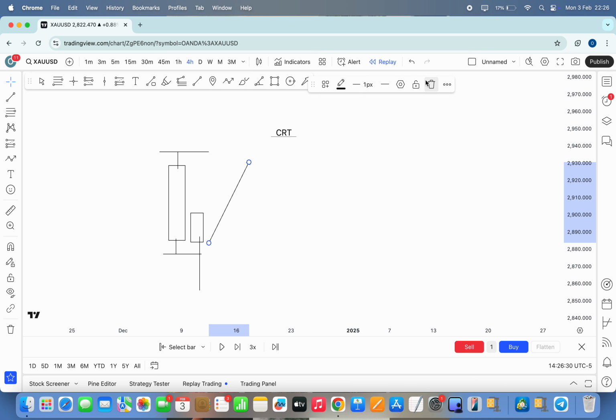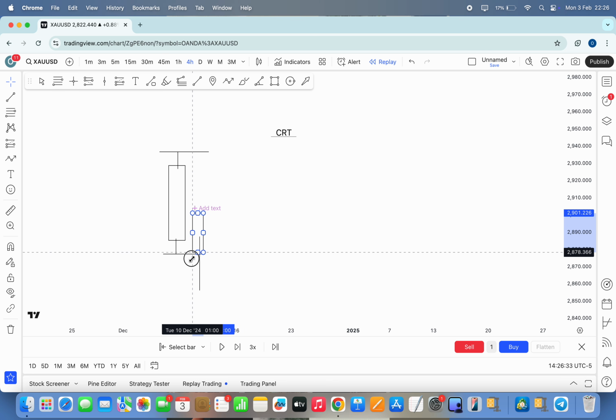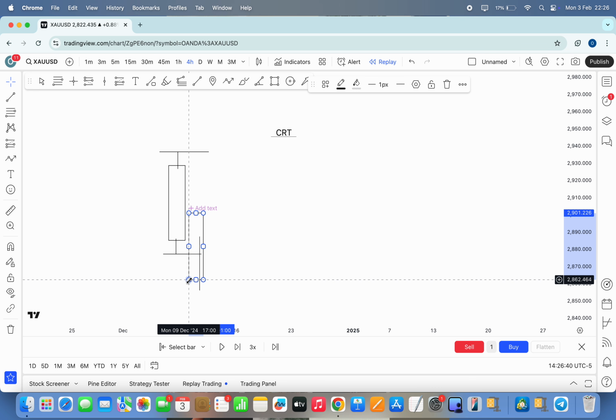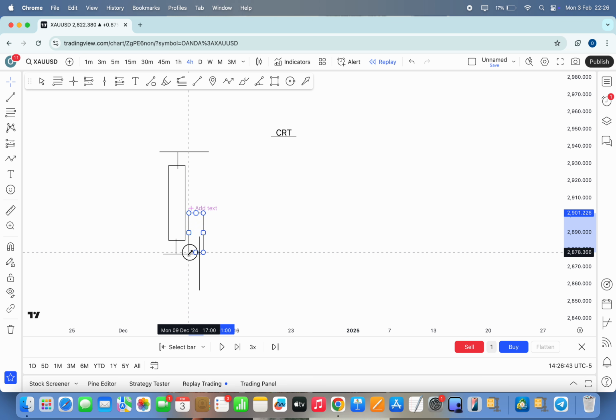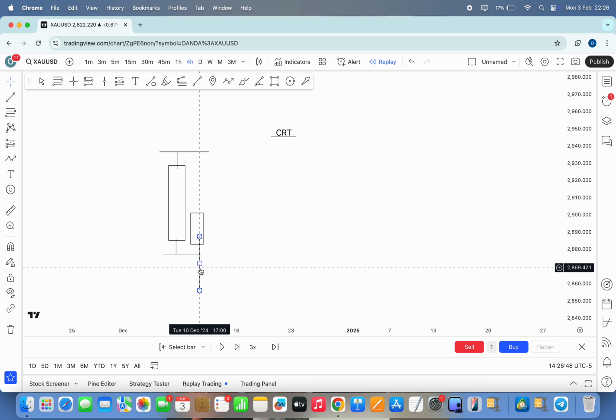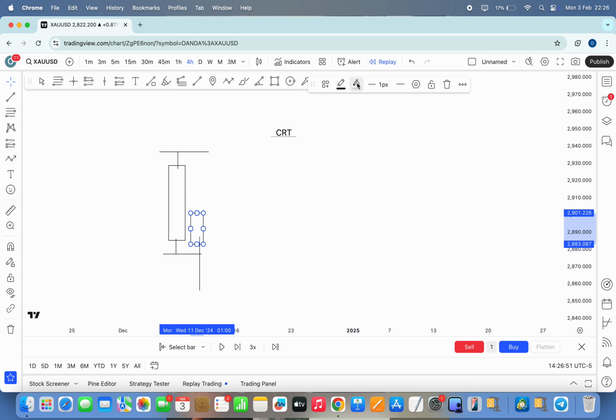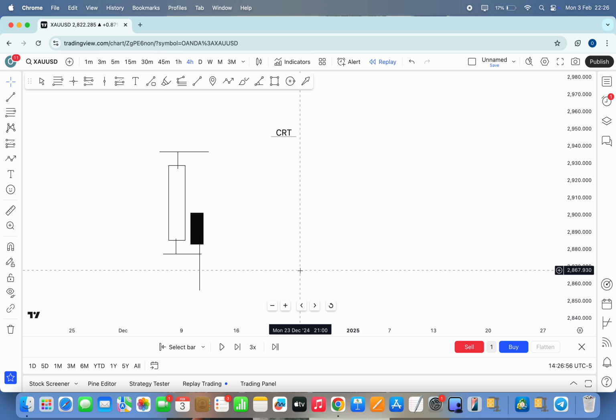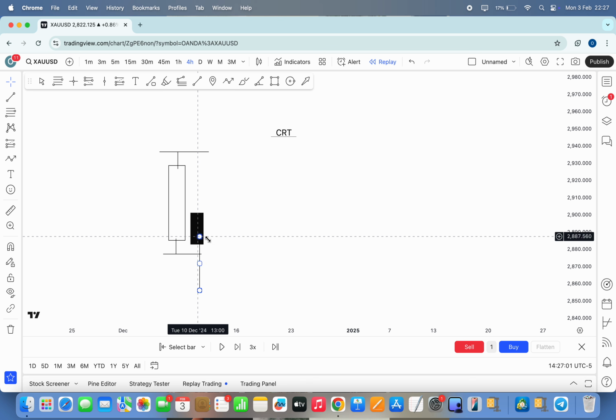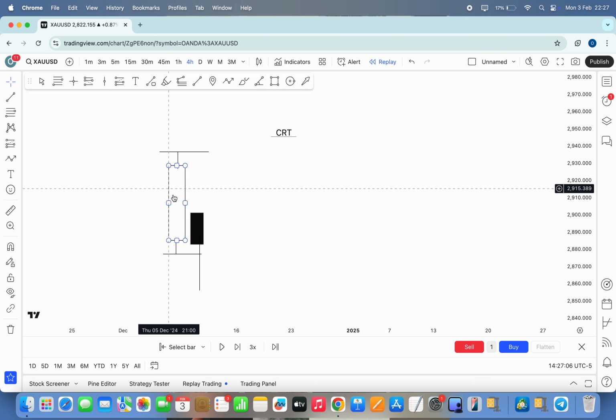Like I said before, if the body closes down or outside the previous candle, the market is showing a continuation. But if the body closes above the previous candle and leaves the wick downside here, that shows the market is reversing, and that's where CRT comes in. CRT can be a two-candlestick or a three-candlestick model. This example over here is a three-candlestick model.